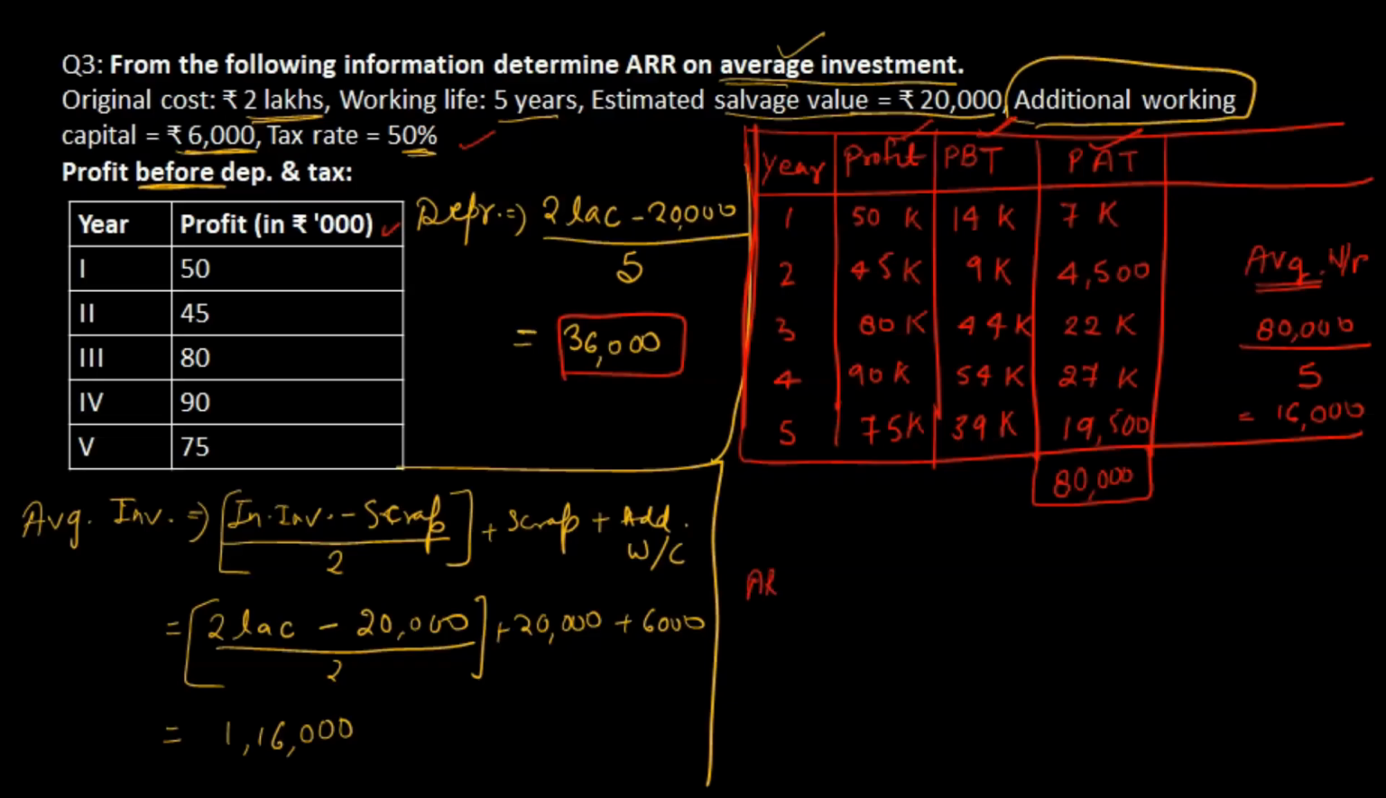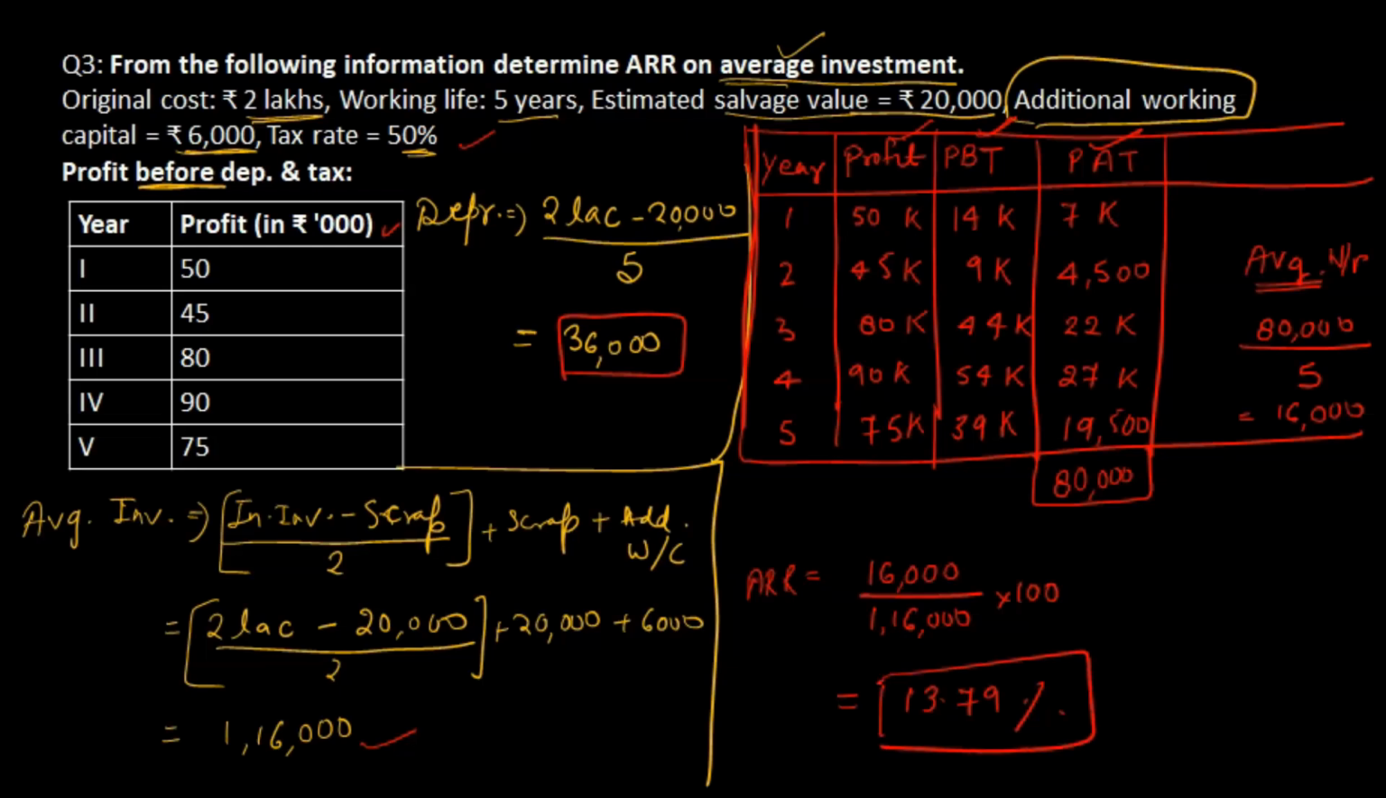Now ARR is simple. In the numerator is annual average net profit after depreciation and tax, 16,000, divided by average investment, which we calculated earlier as 1,16,000, multiplied by 100. So you will get 13.79%. I hope the second method is also clear to you. So now the ARR method is completed.